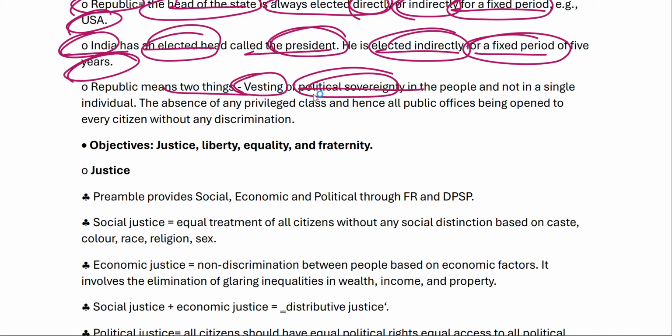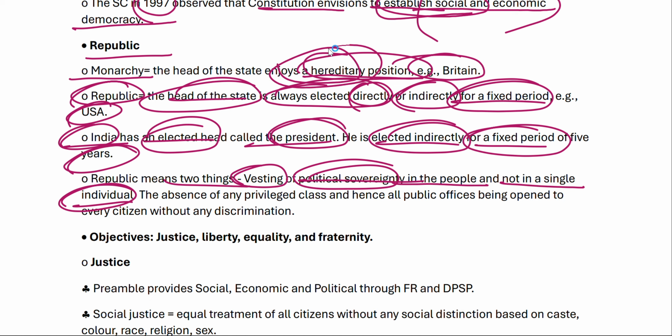Vesting of the political power. We are vesting the political sovereignty in the people and not in a single individual, right? A single individual, like a hereditary position. And the absence of any privileged classes, and hence all the public offices are open to every citizen without any discrimination.